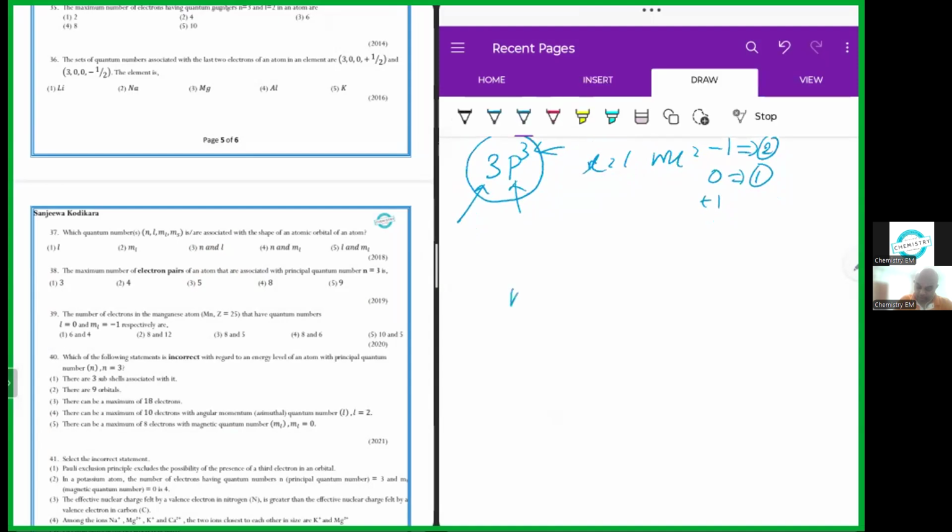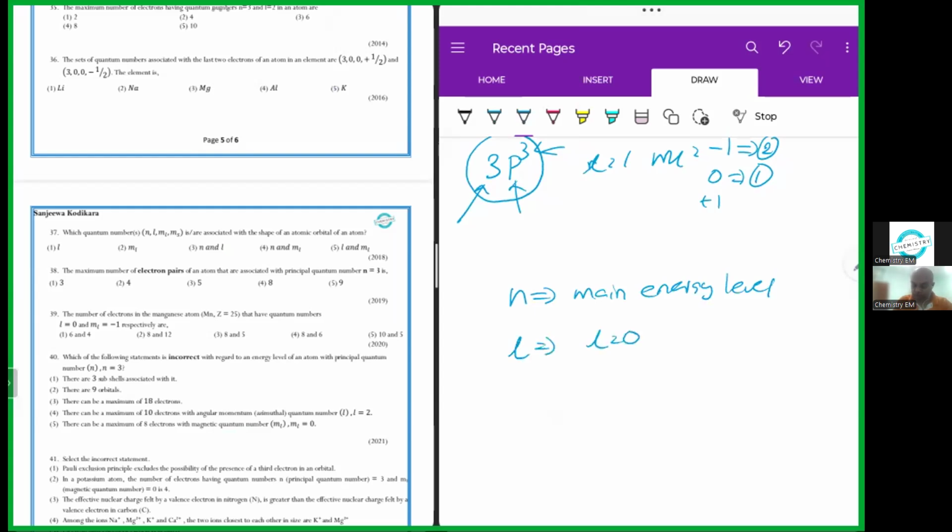So N is giving you the idea of main energy level. That is giving you the idea of how much of distance is from the nucleus, right? Let's see on this one. So L gives you the idea of what the sub energy levels are, right?